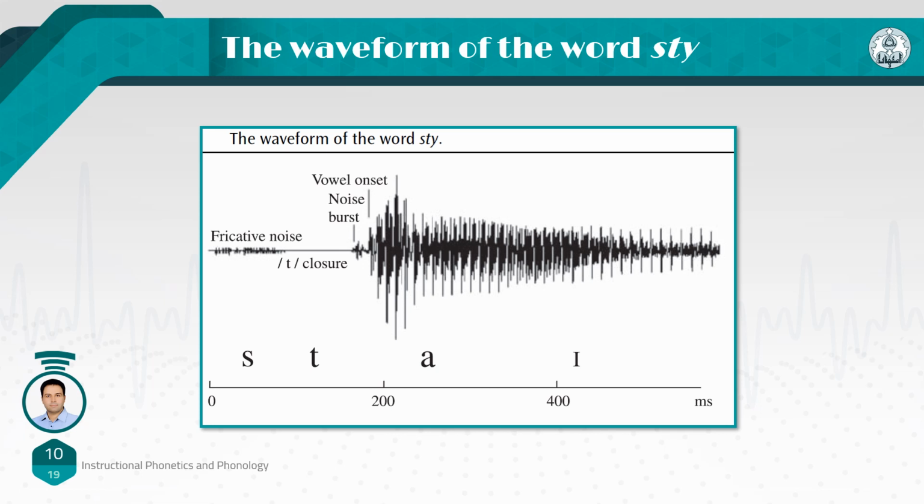Look at the noise burst, and then after noise burst we don't have any aspiration like in tie. It is more like die. If you pay attention, you can see after noise burst there is no aspiration, and afterwards immediately we have the vowel onset.